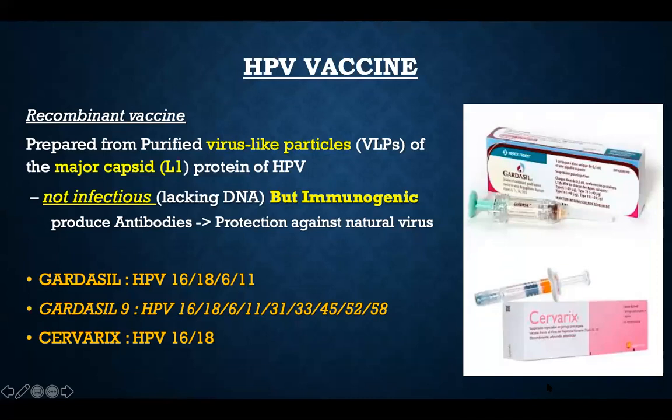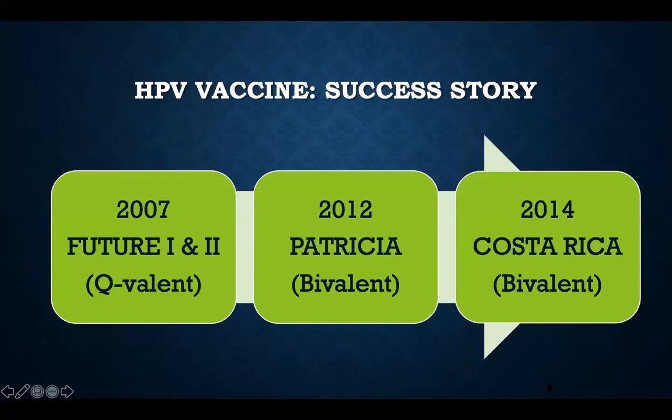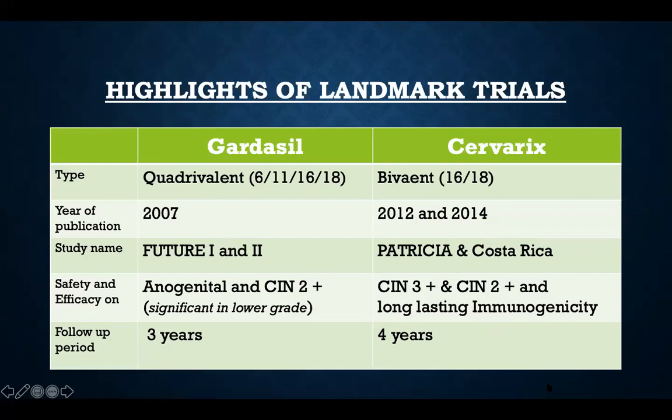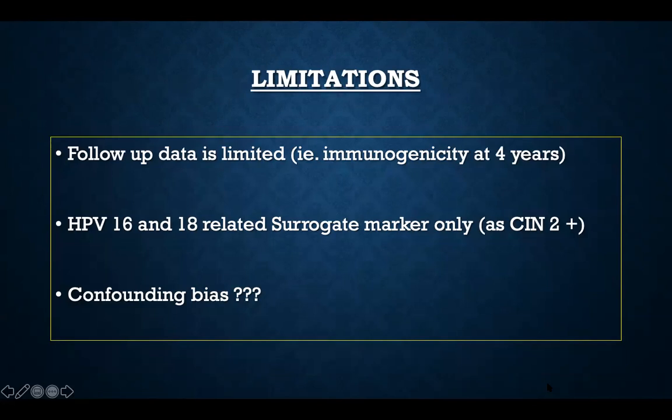So for HPV vaccines, we have talked about the strains and the trials: FUTURE I and FUTURE II of the quadrivalent vaccine, and the PATRICIA and Costa Rica trials that came in 2012 and 2014 for the bivalent. These are the landmark trials where safety and efficacy were checked. For Gardasil, the main endpoints and the safety and efficacy were shown in anogenital lesions and CIN2 plus lesions. The significance was seen in the lower grades only. However, in the Cervarix trials, it was seen that CIN3 and CIN2 lesions are being decreased by vaccinating, and long-lasting immunogenicity is also present after vaccinating.